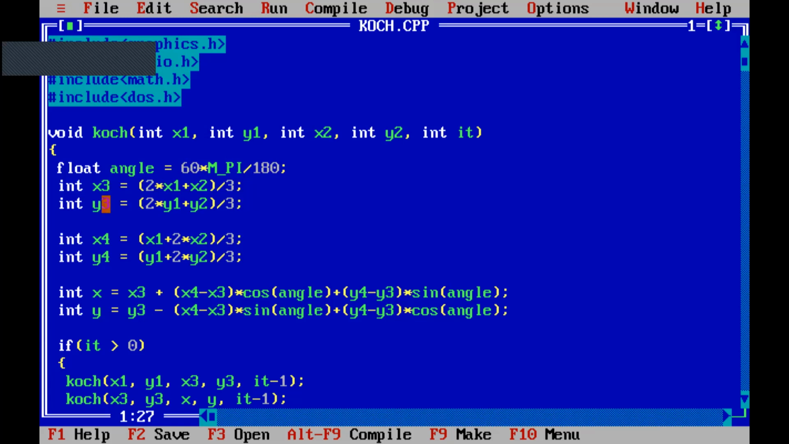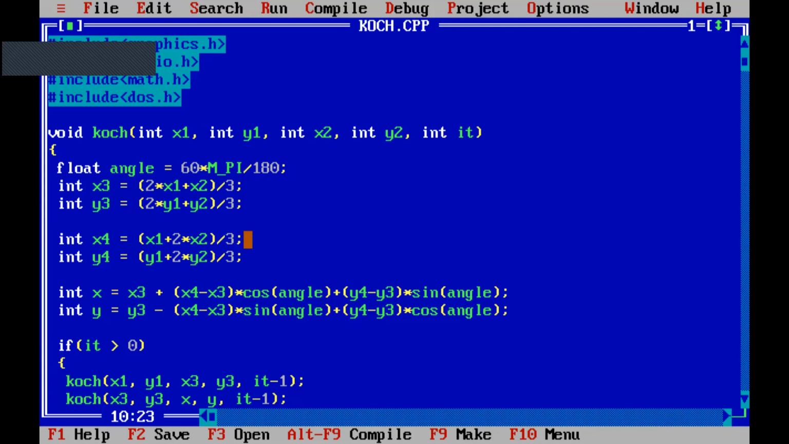Then x3 means the point at 1/3 of the line between x1 y1 and x2 y2. How will I calculate x3? x3 equals 2 into x1 plus x2 whole by 3. And how will I calculate y3? y3 equals 2 into y1 plus y2 whole by 3. So I got the point at 1/3.